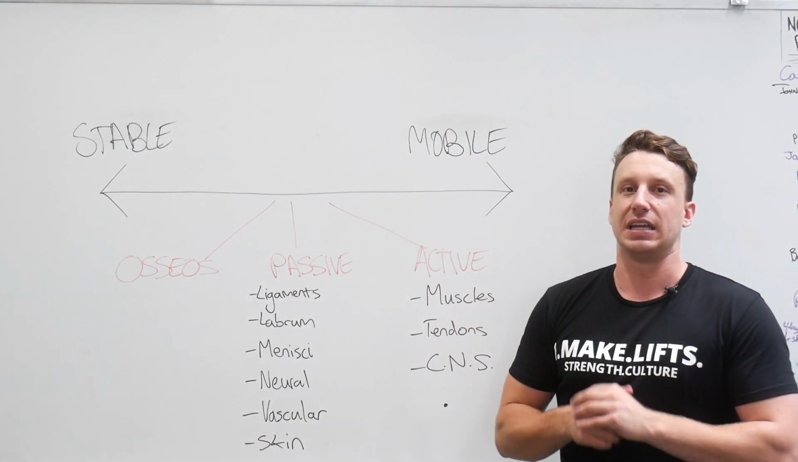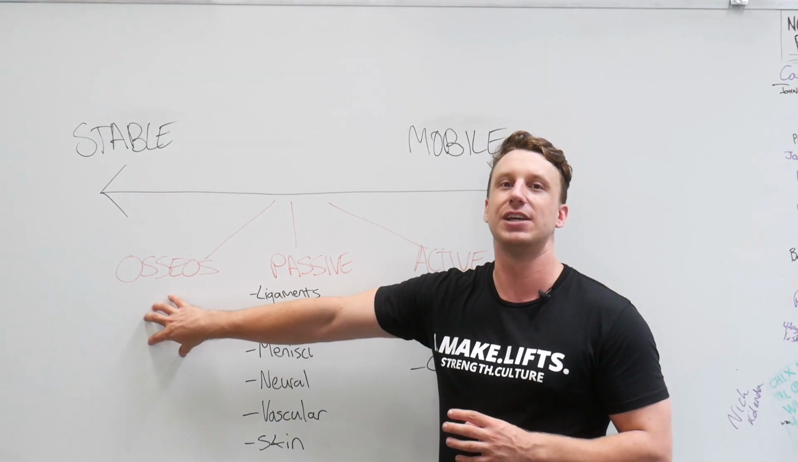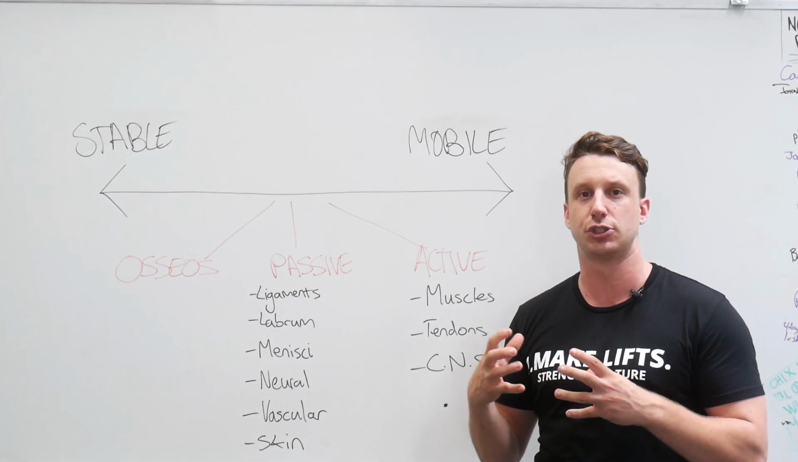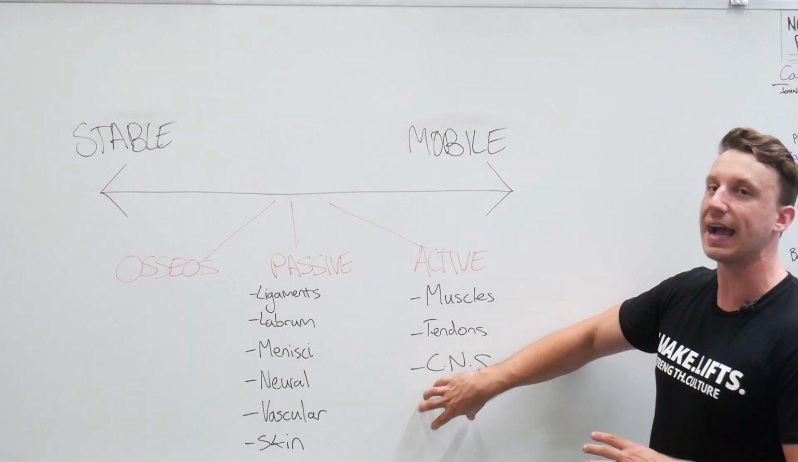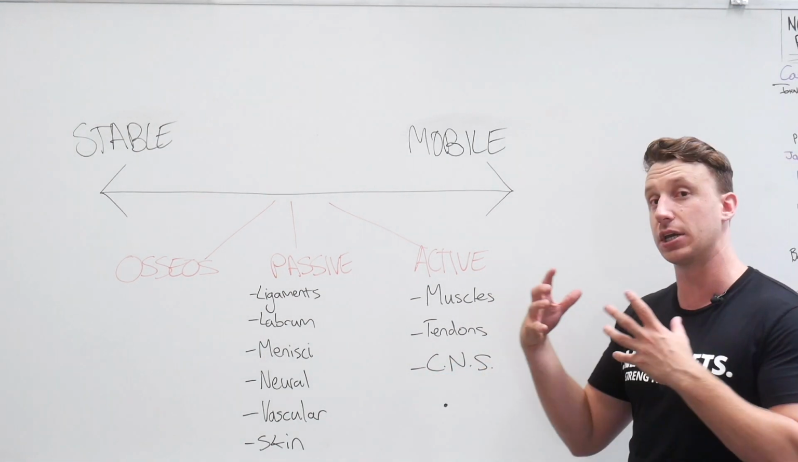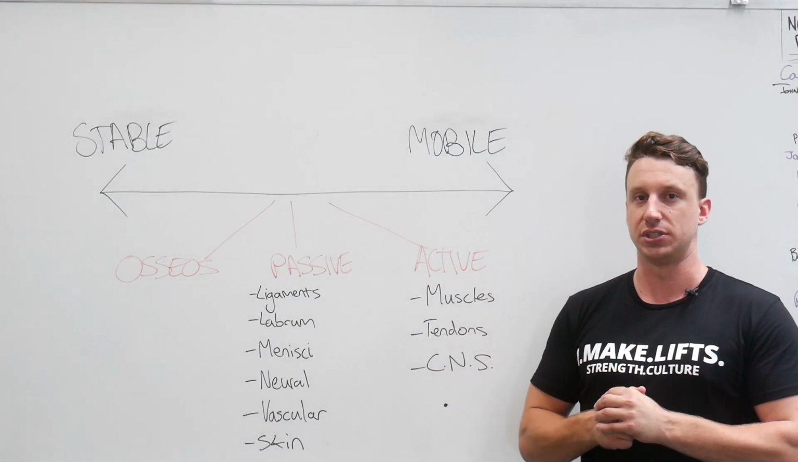The three factors that influence a joint's stability are the osseous formation of the bones themselves, the passive restraints, so the structures that aren't influenced by the central nervous system, and then you also have the active restraints, all of the muscles and tendons that are connected to the bones and are influenced by the central nervous system.